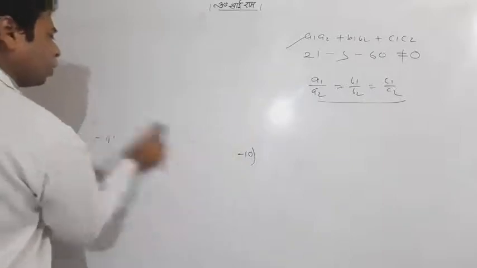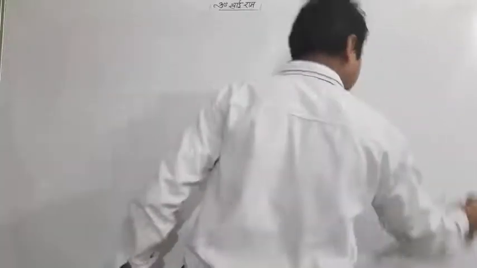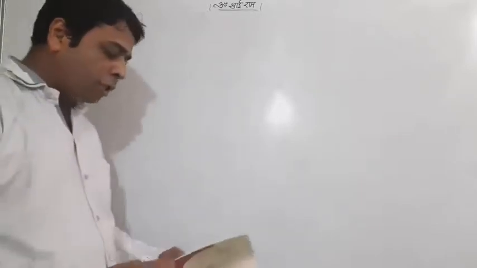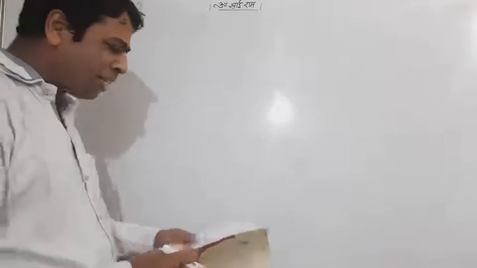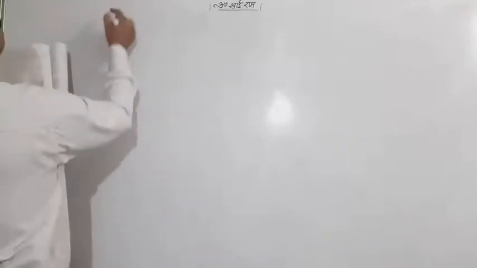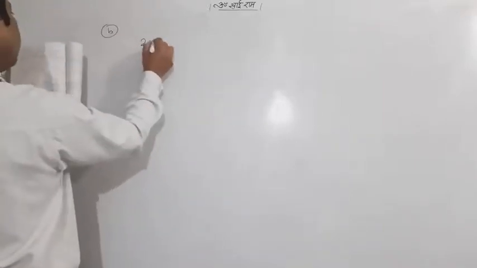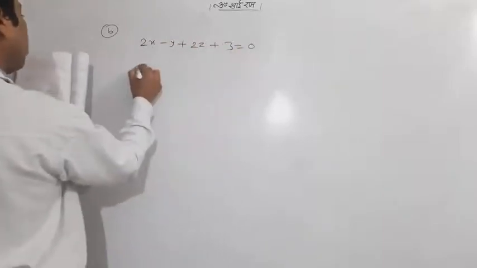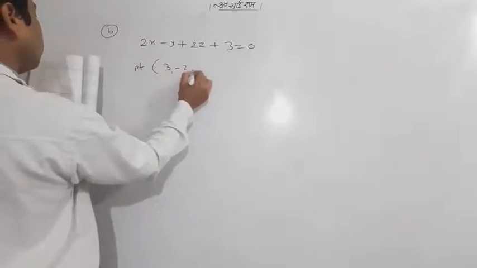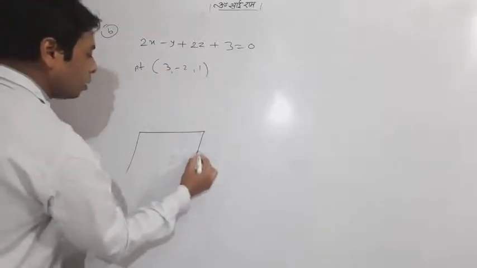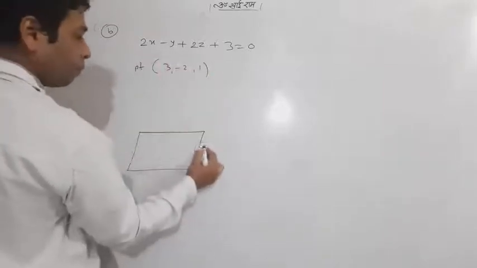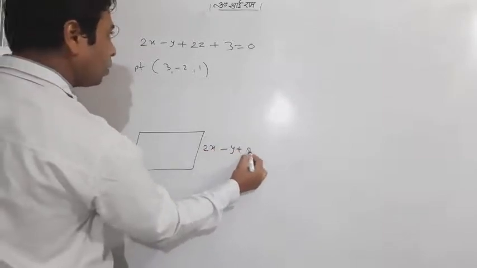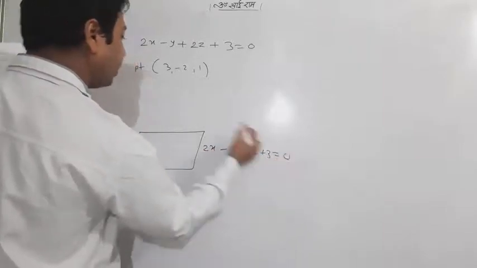The last question of the exercise says, in the following cases, find the distance of the plane from the point. It is a very easy question. You should remember. So, question B I am telling you: 2x minus y plus 2z plus 3, and the point is given as 3, minus 2 and 1. Do you remember the concept? I taught you. This is your plane, and this is a point.